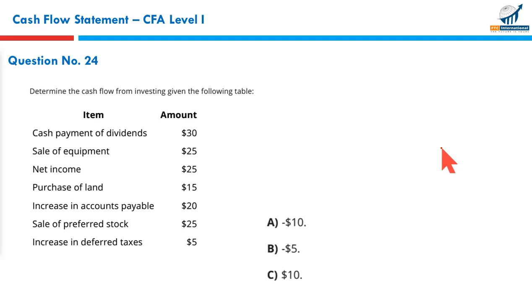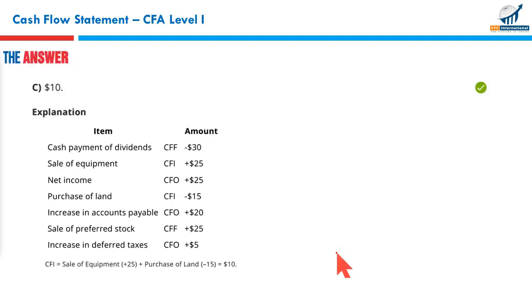B it is. Again, determine the cash flow from investing activities. Investing means we have sold an equipment, investment inflow, purchase of land, investment outflow, and then there is nothing else. See, just focus on what we need. Save your time. Plus 25, less 15, 10. Done. C it is. Read the requirement, then scan the question, and then make sure you do it within the minimum time possible.